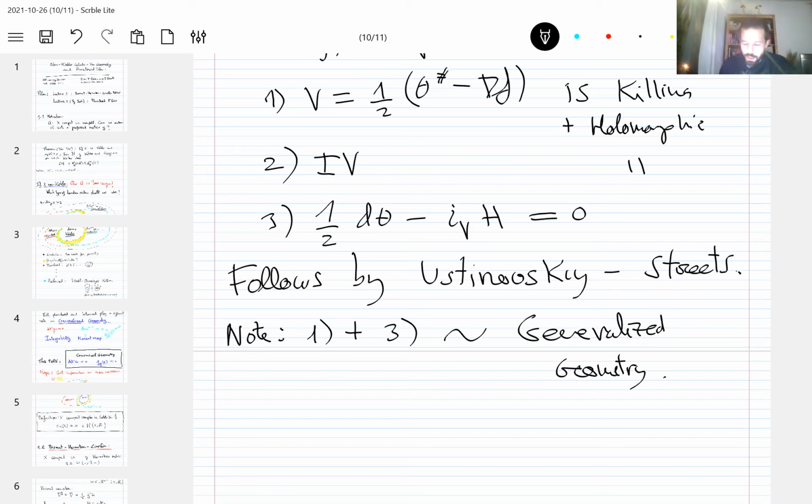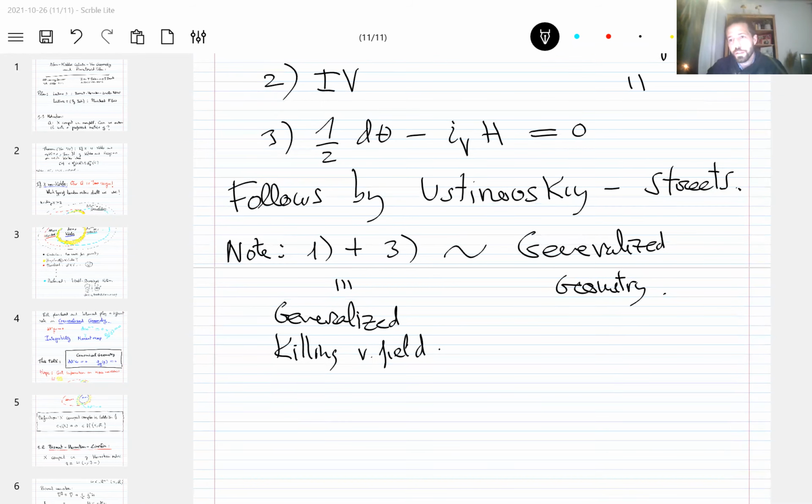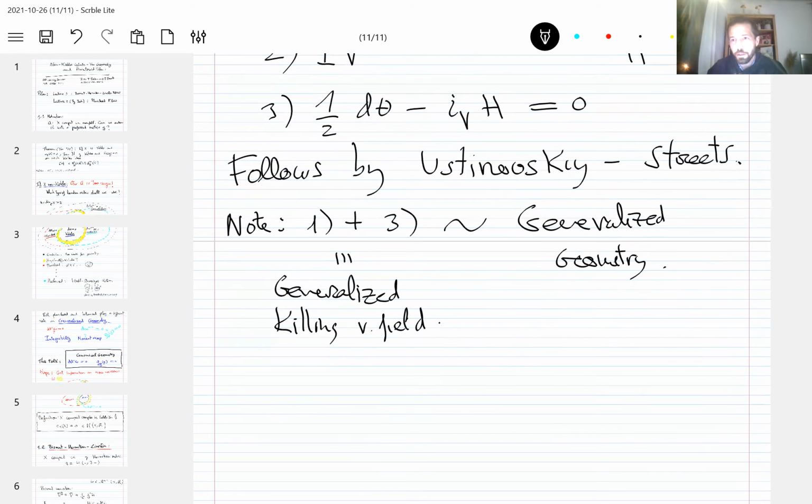The reason this is true is because essentially 1 plus 3 are the conditions for having a generalized infinitesimal isometry. So the analog in generalized geometry of having a Killing vector field, a generalized Killing vector field. And actually, by considering these equations in the realm of generalized geometry, we give an answer to question number 2 and some further applications to pluriclosed flow that Josh will talk about next week.